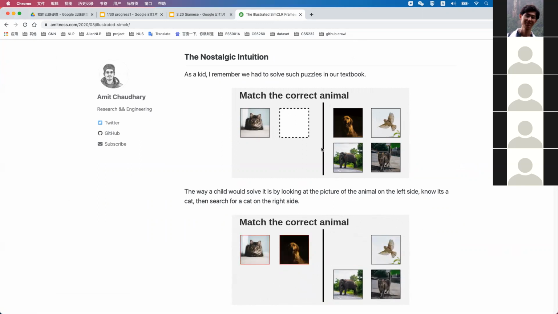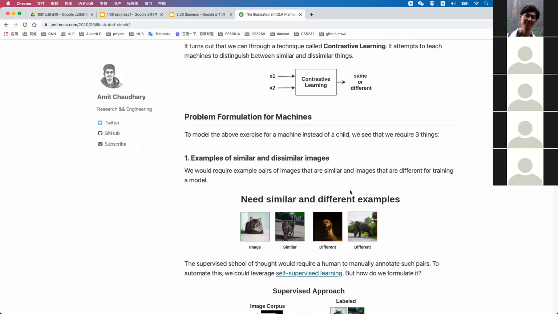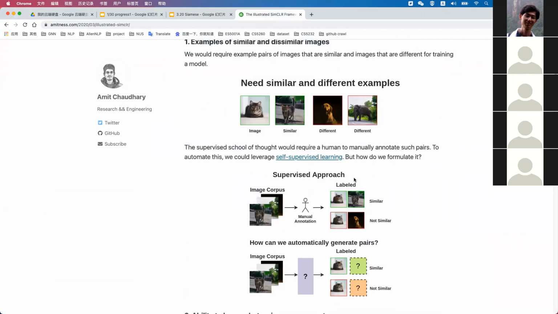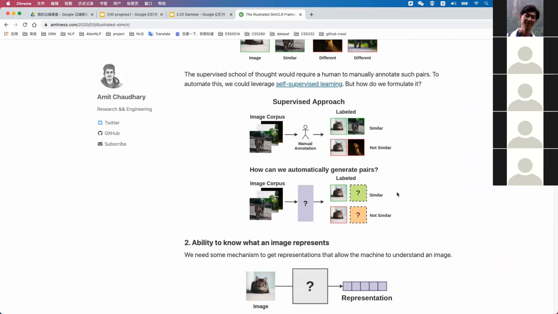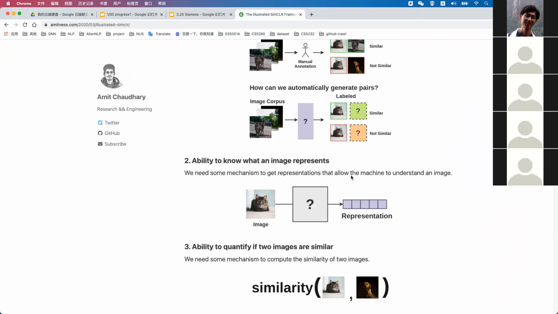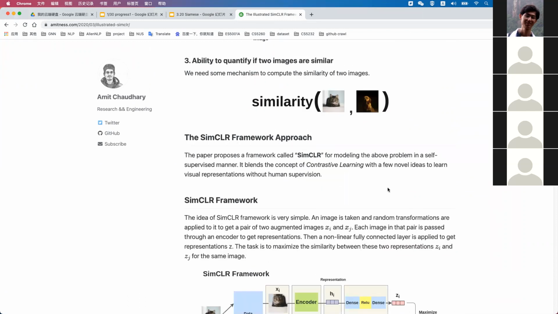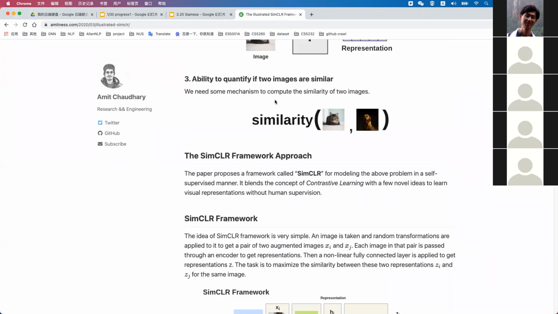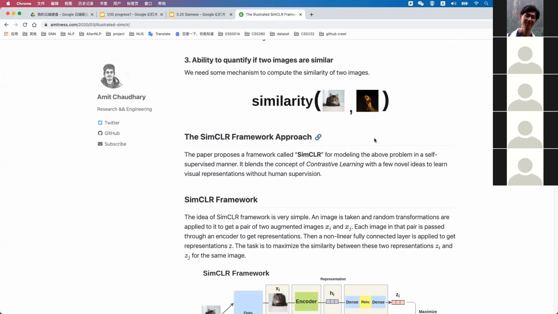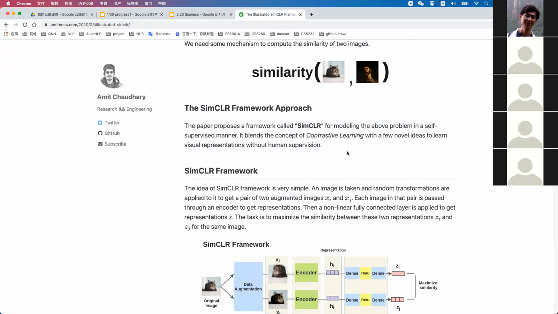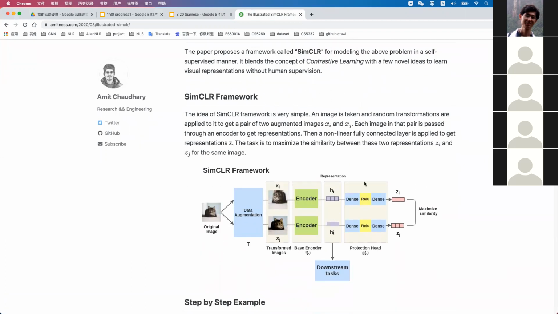The problem formulation is that you first need similar and different examples because you want to train the model. Secondly, you want to have a representation model because you want to represent the image as a certain vector. Third, you need a similarity function to measure the similarity of different pictures. So how does the CMCR framework work? Here is the framework.